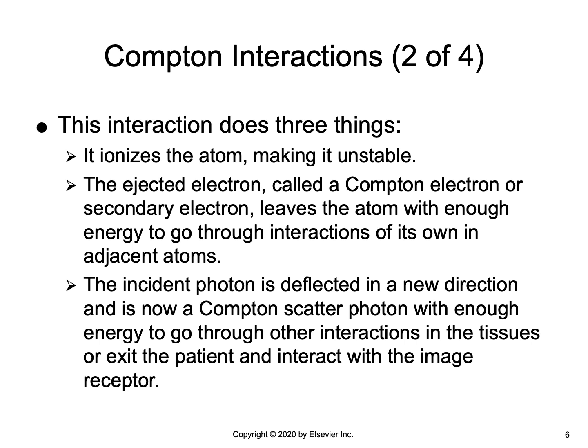So continuing with Compton interactions, this interaction does 3 things. First, it ionizes the atom, making it unstable. The ionization in the body is significant because the atom is changed and may bond differently to other atoms in the body, potentially causing biologic damage.